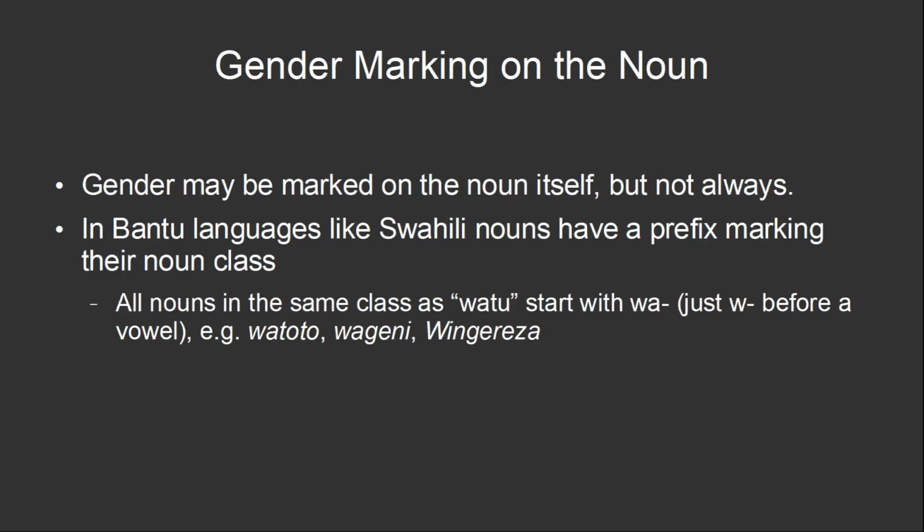Languages also vary to the degree in which gender is marked on the noun itself, if at all. At one extreme you have languages like the Bantu languages, of which Swahili is a member, in which every noun class has a characteristic prefix, and all nouns of that class have that prefix. Thus you can usually tell just by looking at a word which class it belongs to.